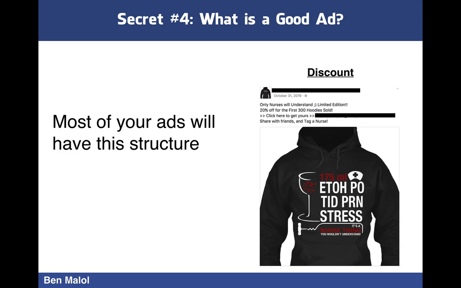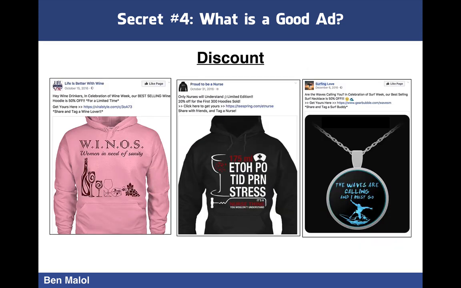The discount ad. Now, most of your ads will have this structure, which is basically just giving out a 20% offer on any product, right? Most of your ads will basically have this structure. So you can see here, hey wine drinkers, in celebration of Wine Week, our best-selling wine hoodie is 50% off for a limited time. Proud to be a nurse. Only nurses will understand. 20% off. Surfing love. Are the waves calling you? In celebration of Surf Freak, our best-selling surf necklace is 50% off. Okay, discount. Usually your ads will just be a discount ad.